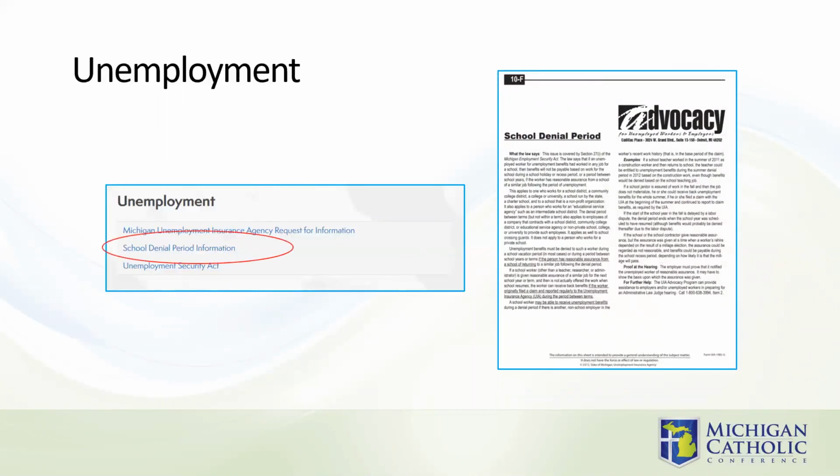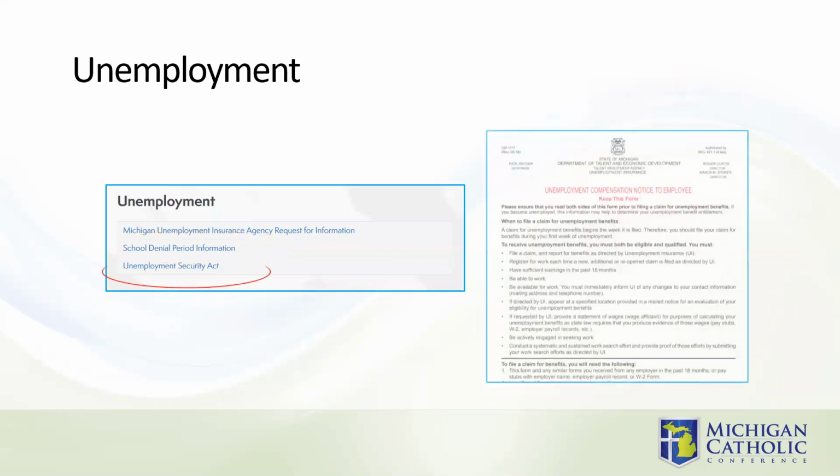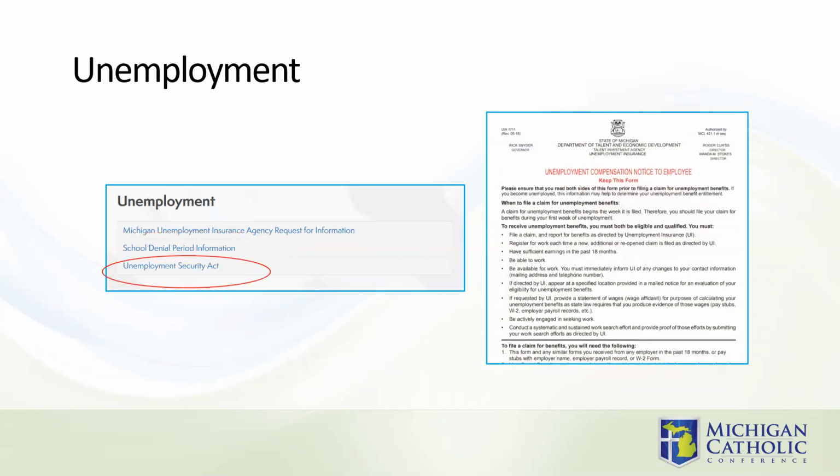The school denial period applies mostly to teachers and to the time period which falls between terms, such as winter or summer break. And at the very bottom of the page, you'll find a copy of the unemployment compensation notice to employee. It provides information on what an employee needs and the steps he or she must take in order to file for unemployment.